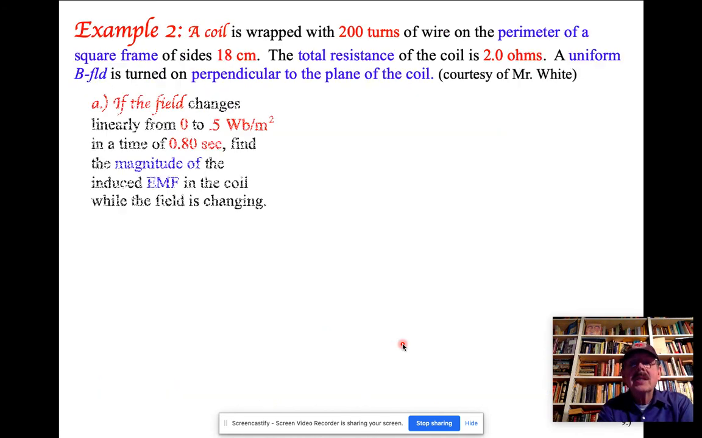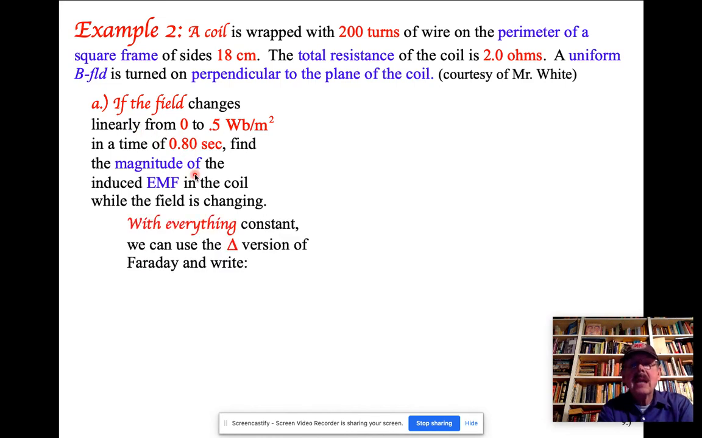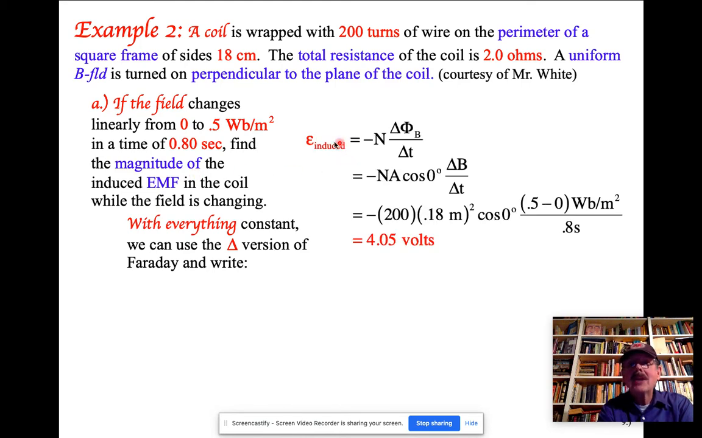So this is a very simple problem. You have a 200-wrap coil. It's a square, and you know what the sides are. You know what the resistance is. The field changes from 0 to 0.5 Webers per second in 0.8 seconds. So this is an example of a situation where instead of taking the derivative, you're actually going to end up using deltas. So B times A times the cosine of theta, that's this.